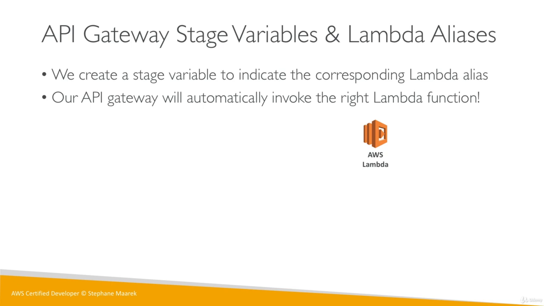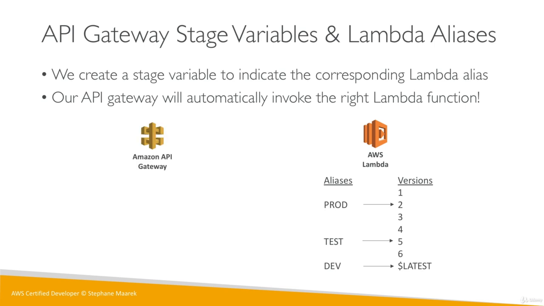We have our Lambda function, and it has 7 versions, right? 6 versions have been snapshotted, and we are working on the latest version. We've created aliases just like before. We have dev, test, and prod. And so dev is pointing to latest, test will be pointing to version number 5, and prod is pointing to version number 2. Now we want to expose all these aliases into an API.